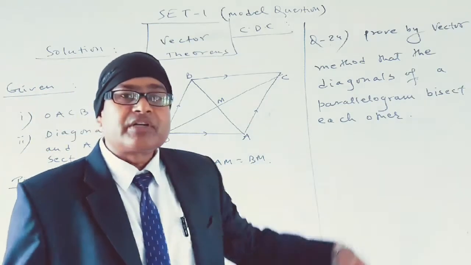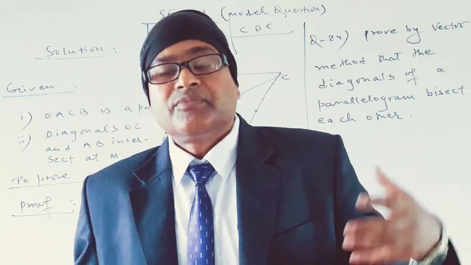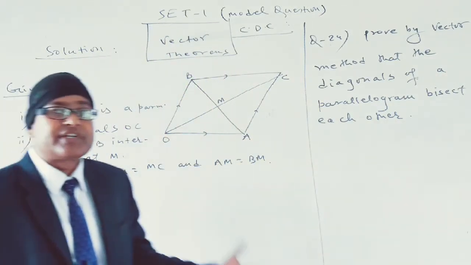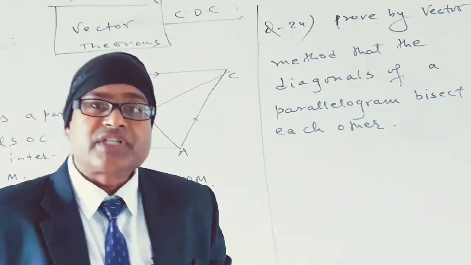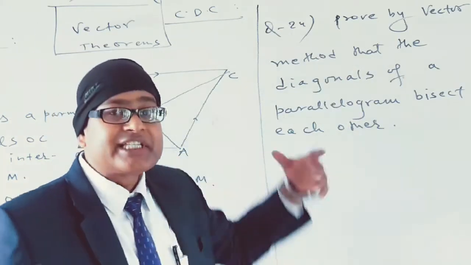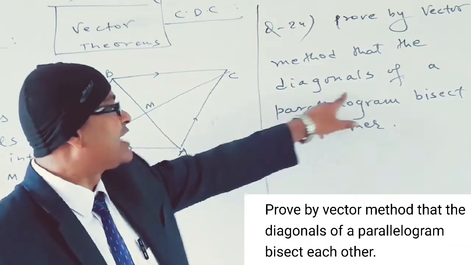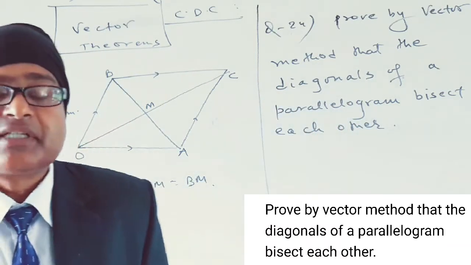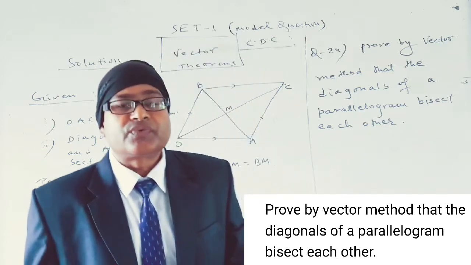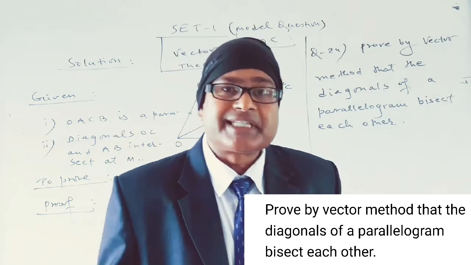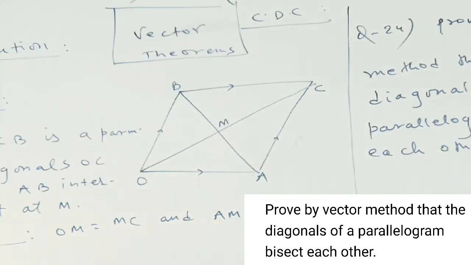Dear students, this is one of the most important questions which is frequently asked in SE examination. So let's go to the proof of the vector theorem, question number 24. The question is: prove by vector method that the diagonals of a parallelogram bisect each other. So dear students, let's go to the solution.